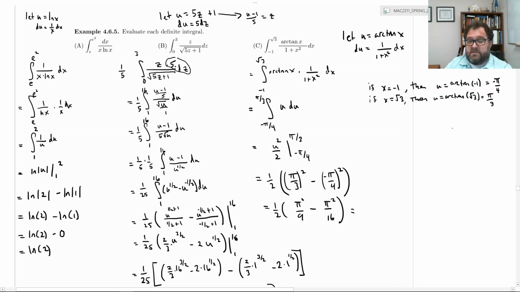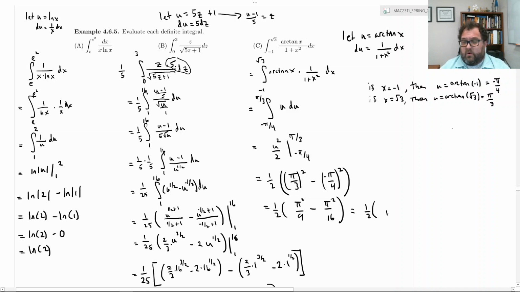Okay, so this equals 1/2. All right, I guess we need a common denominator. What's the common denominator here going to be? I guess we could do 9 times 16. What is 9 times 16? 144. So let's just do that. If there was a better choice for a common denominator, it'll simplify out in the end, so it doesn't really matter. It doesn't have to be the least common denominator.